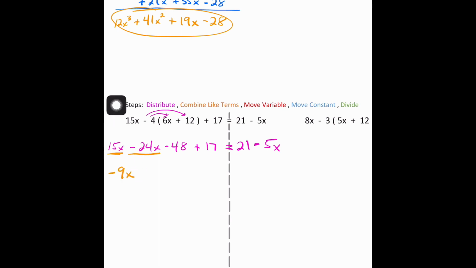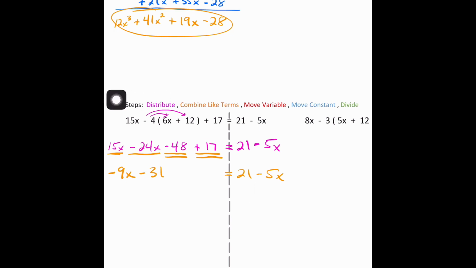Don't forget your x. Now, what about this negative 48 and 17? Wonderful recognition, guys. Yes, we can. They're both constants, just numbers that stand alone. We can combine those. So negative 48 plus 17 is going to give us a negative 31. Bring down your equals. Bring down your 21. Bring down your minus 5x. We cannot combine these two. It does not have the variable x.